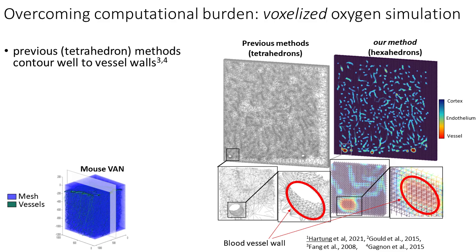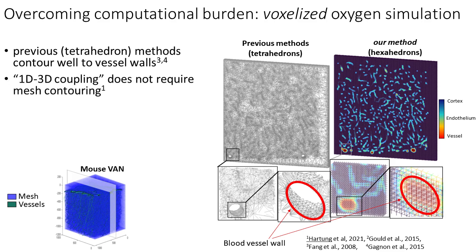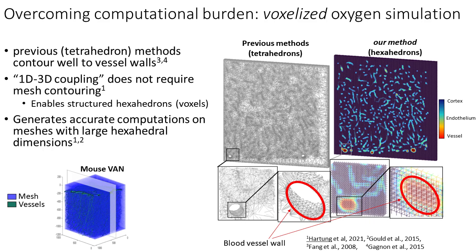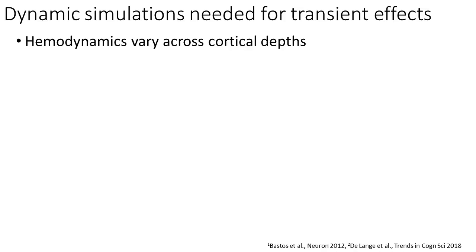the blood vessel walls. This required the adaptation of a steady-state 1D-3D coupling that does not require contour meshing, and enables the use of structured hexahedrons that are similar to voxels as mesh elements. This generates accurate computations on meshes even with large hexahedral dimensions, which is especially important when 97% of the simulation domain is the extravascular mesh, so reducing the computational burden for this part of the simulation is very important for our large dynamic VAN simulations.